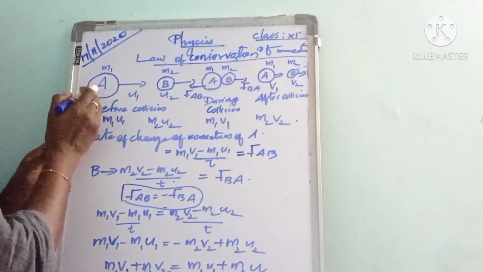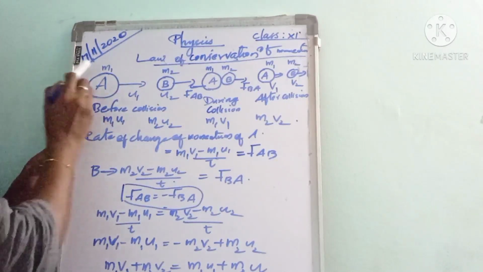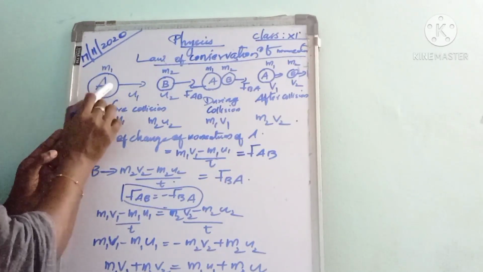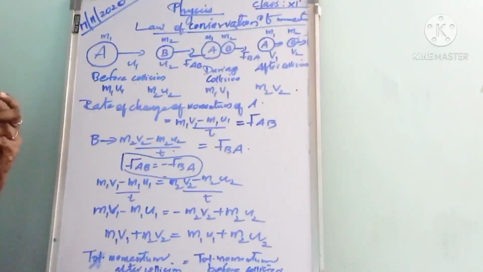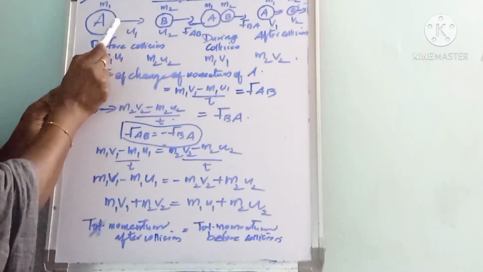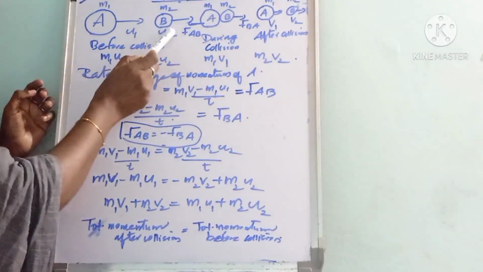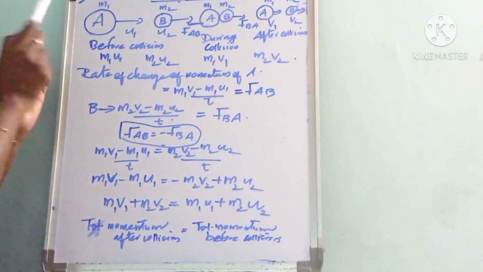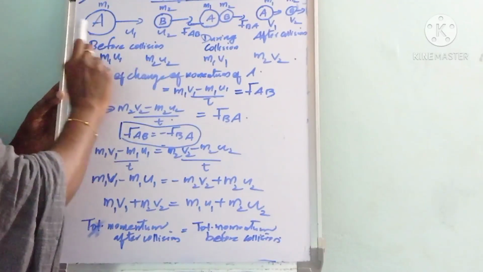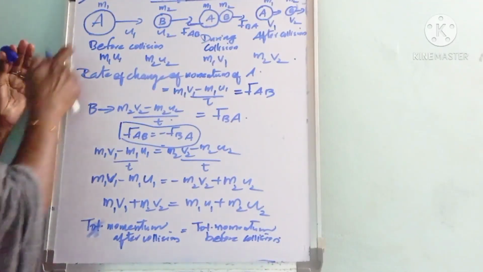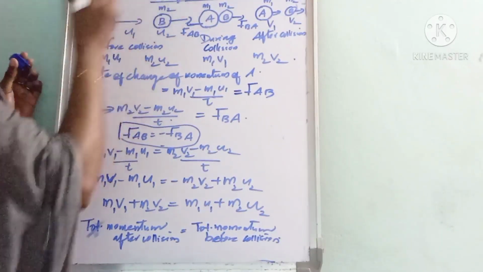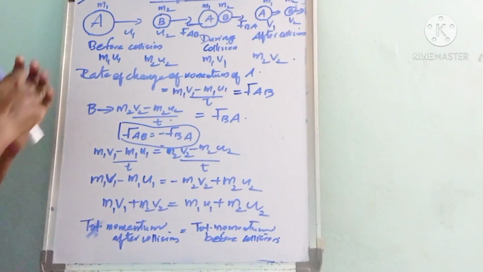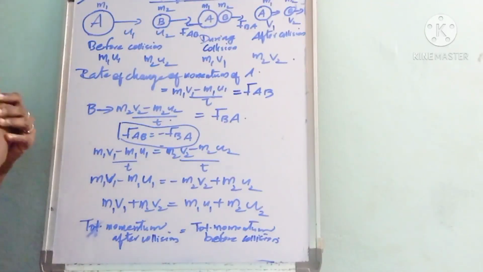For that we are considering two objects A and B having masses m1 and m2. Let u1 be the initial velocity of A and u2 be the velocity of B. Here we are assuming that both objects travel along a straight line with velocity u1 greater than u2. Then what happens after some time? The object A hits on object B.